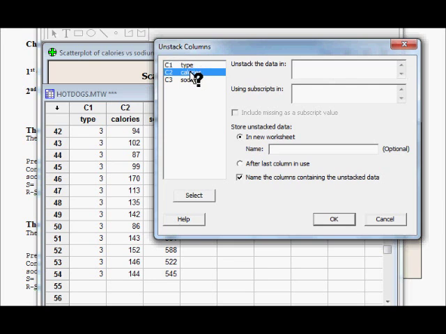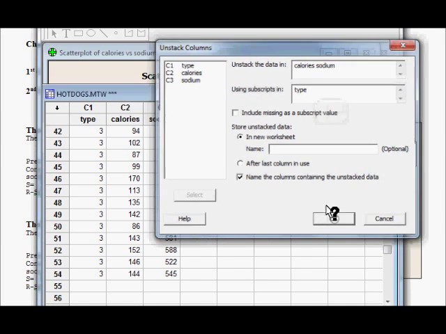actually I don't really need type, I need calories and sodium by type. Okay, so it's going to break up calories and sodium. So I'll have the calories and sodium for type 1 in 2 columns. Then I'll have the calories and sodium for type 2 in 2 separate columns. And the calories and sodium for type 3, the poultry, in 2 separate columns. So I'm breaking it up by the type. And by default, you probably want it in a new worksheet, which makes sense so you don't confuse it with the regular worksheet.